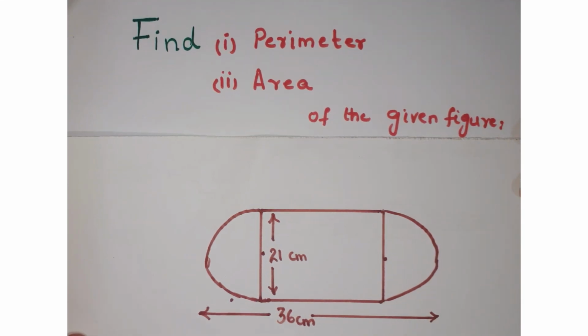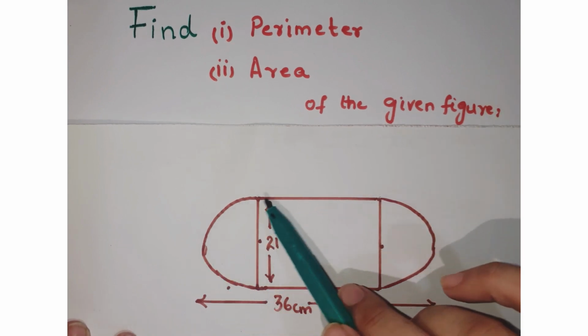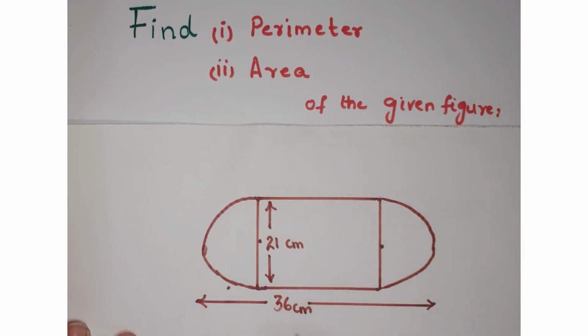Now look at this geometric problem. We have to find the perimeter and area of the given figure. Now let me define perimeter first. Perimeter is the sum of the length of all sides of the figure, right? And area is the space occupied by the figure.